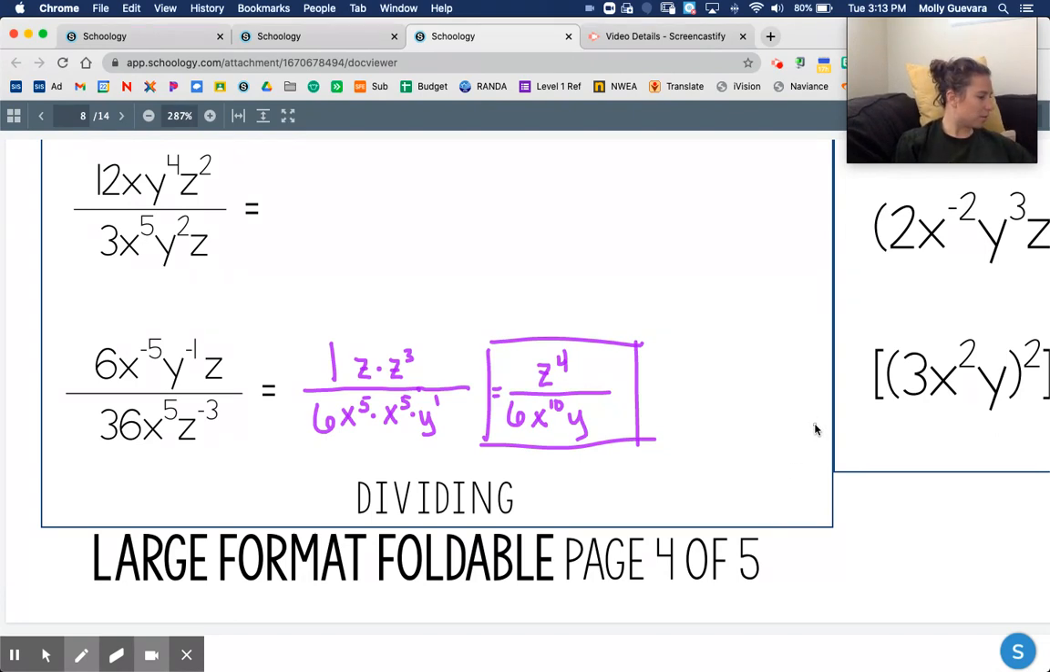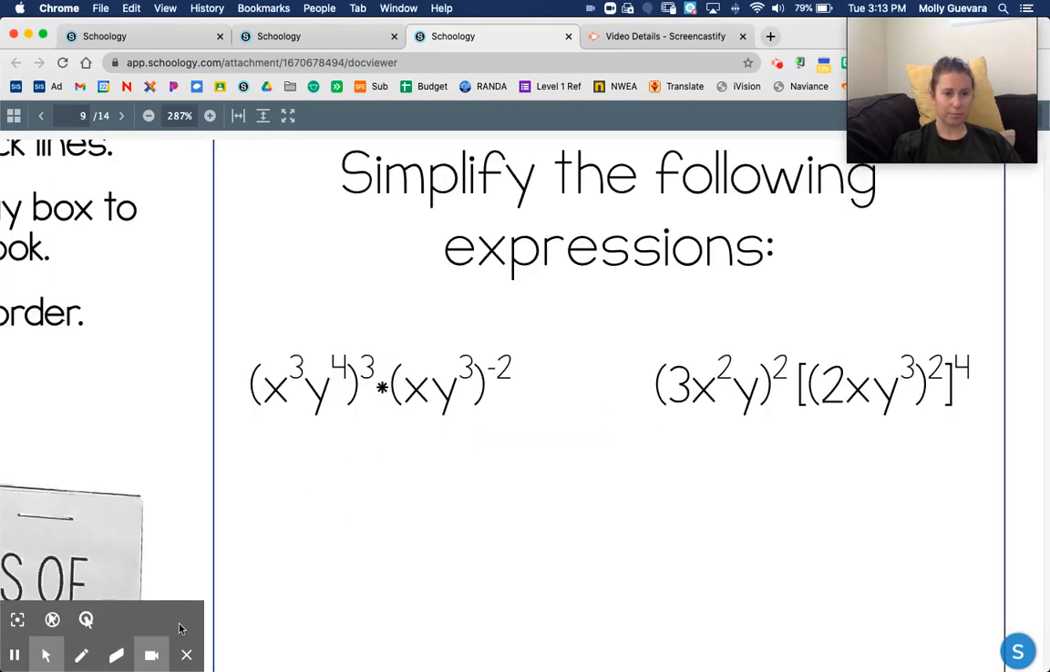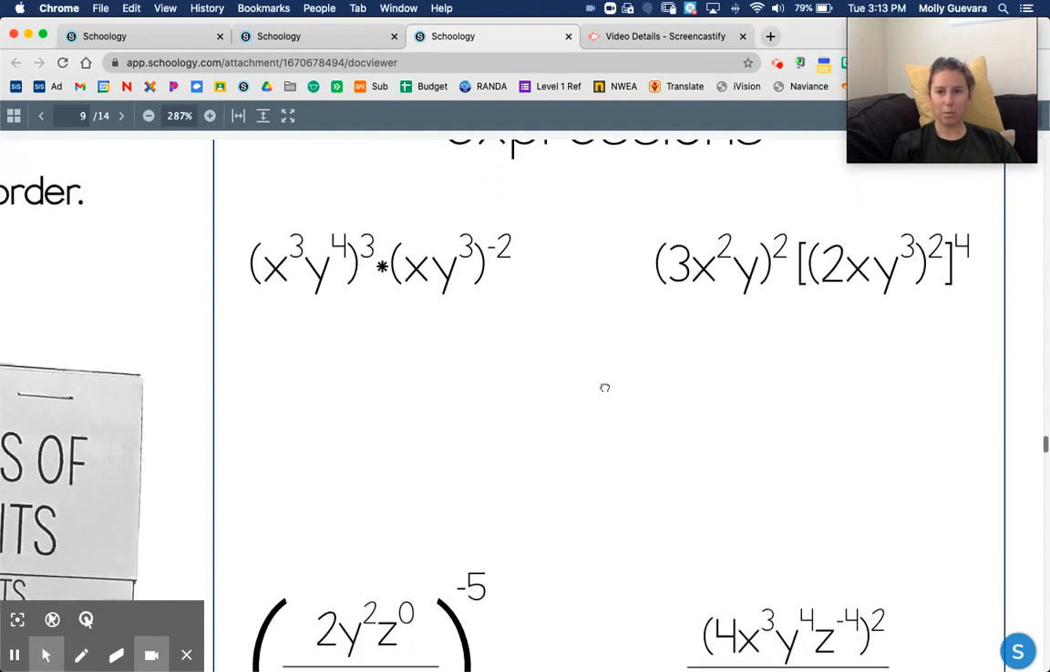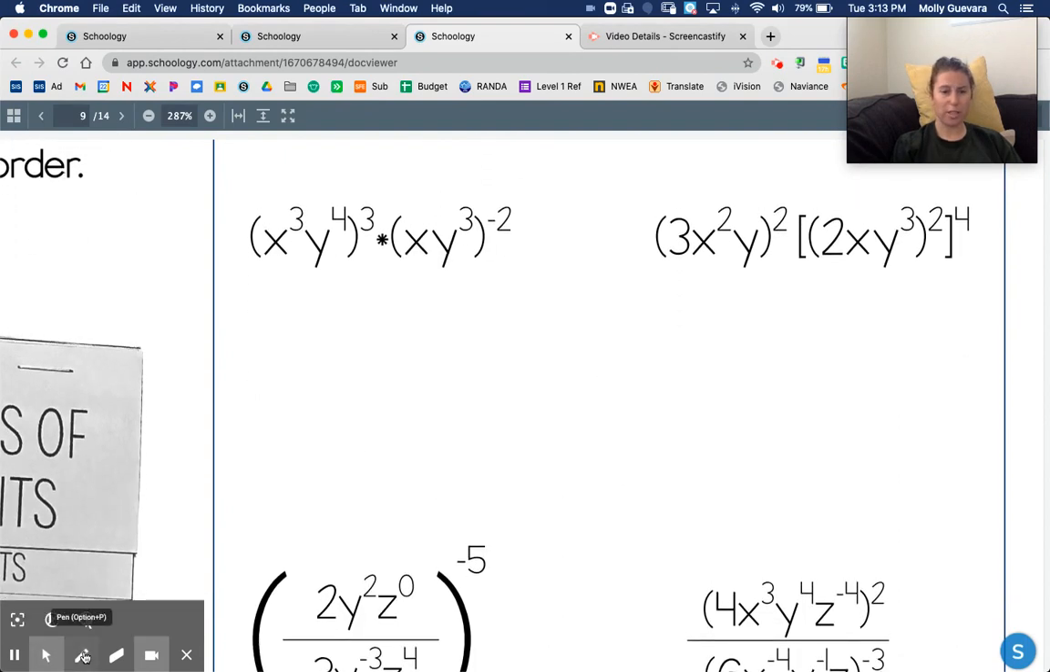Okay, and then the last one is multi-step problems. What happens when you have a bunch of these things all together at once? So let's look at that page. Okay, so this is the last page, and it just says to simplify the following expression. So we're just going to use all of these rules that we just went over, and we're going to simplify these.